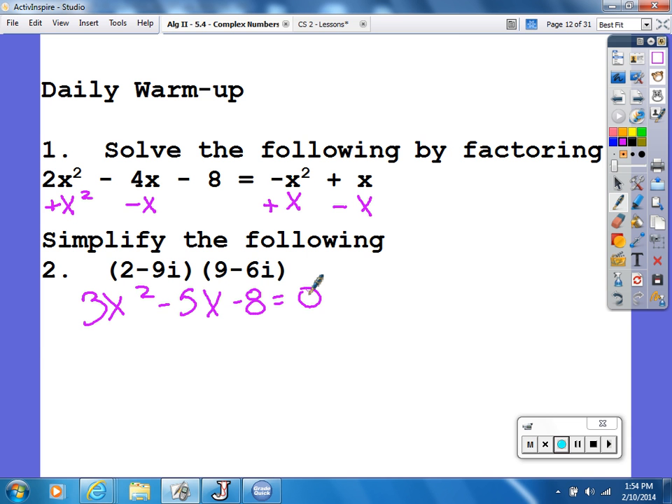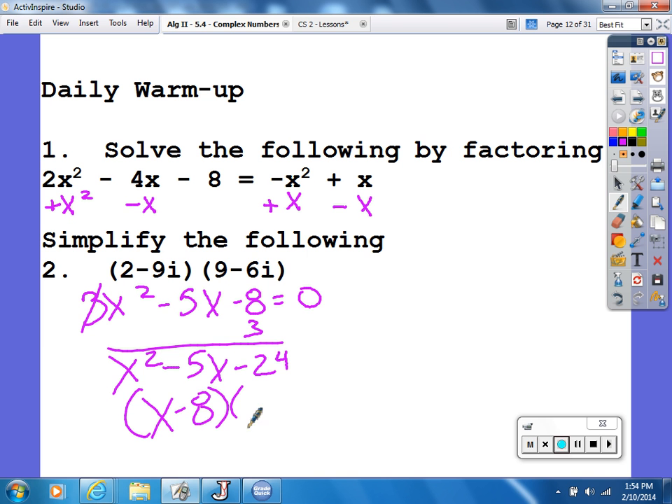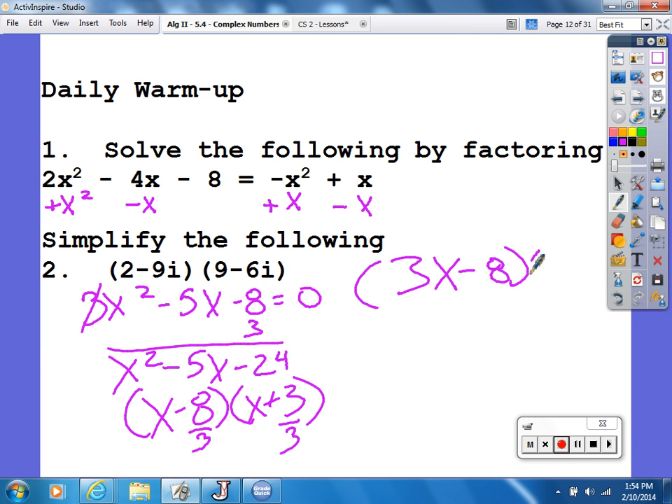Now I have an x squared and an x, so I have to factor. So I'm going to cross out the 3 and multiply it with the 8. X squared minus 5x minus 24. Factor that into x minus 8, x plus 3. And now since I multiplied by 3, I do need to divide by 3. So once I factor it, that does give me 3x minus 8 and x plus 1. And then what I would do is set both of those equal to 0. So I get x equals 8 over 3.